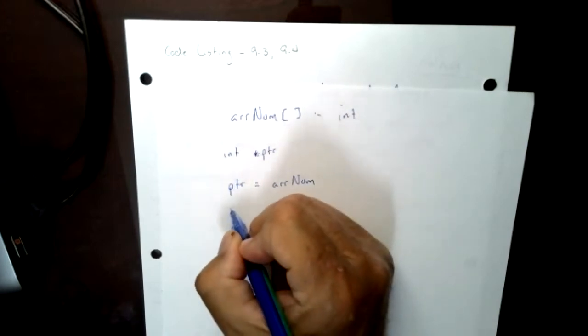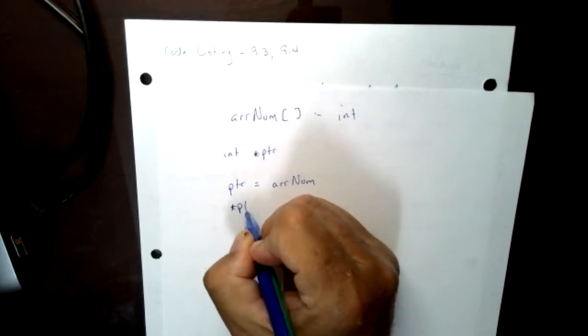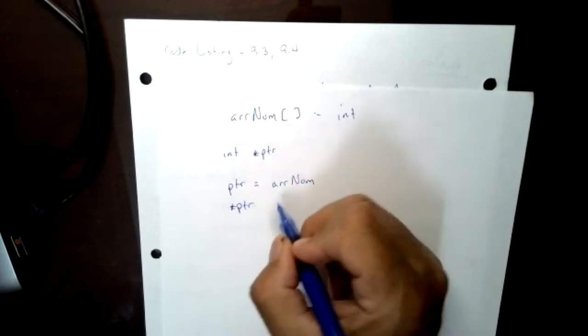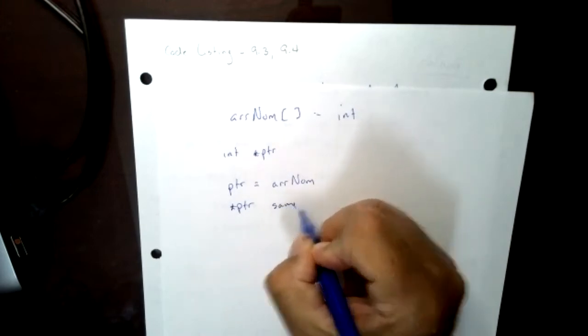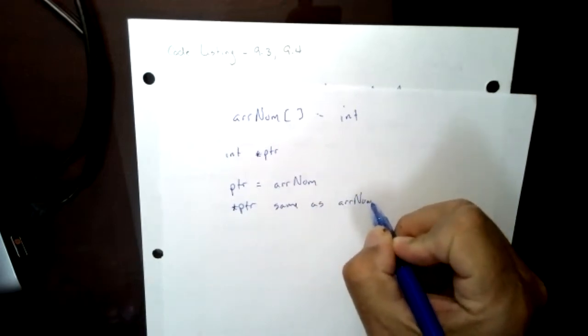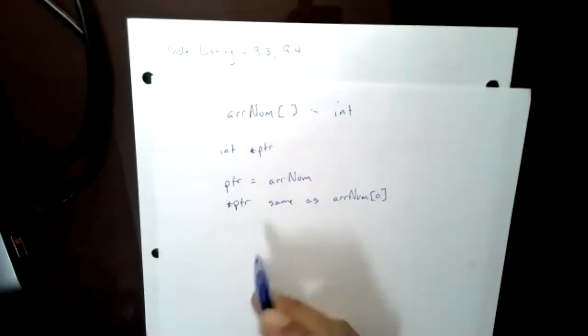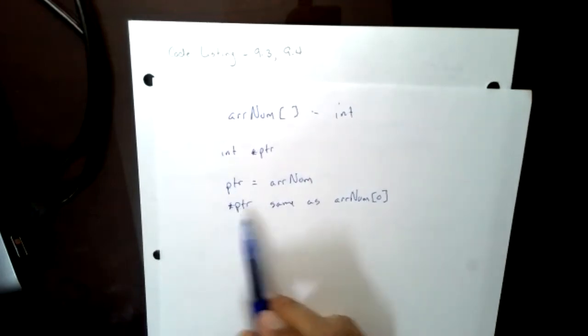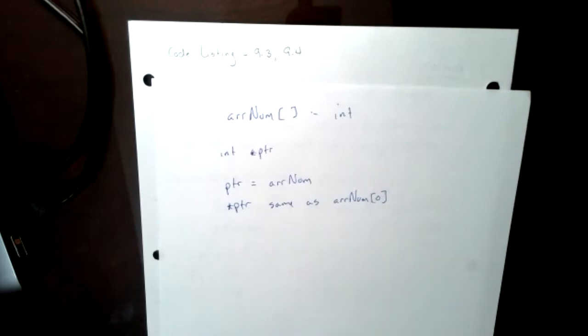What would this give me? What is this? Like the same? First number in the array. Right. So like index 0. Excellent. So asterisk pointer, which is the value at that address, which is really the same as array num sub 0.